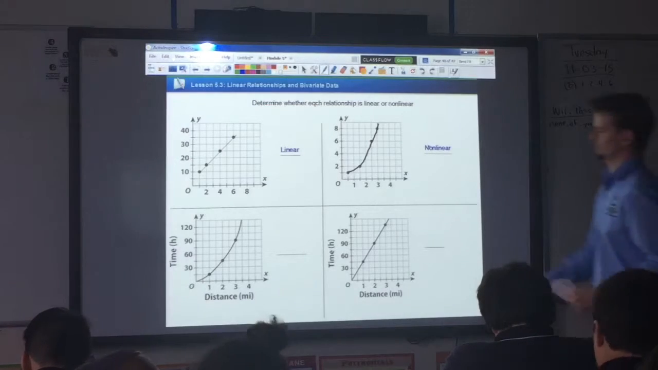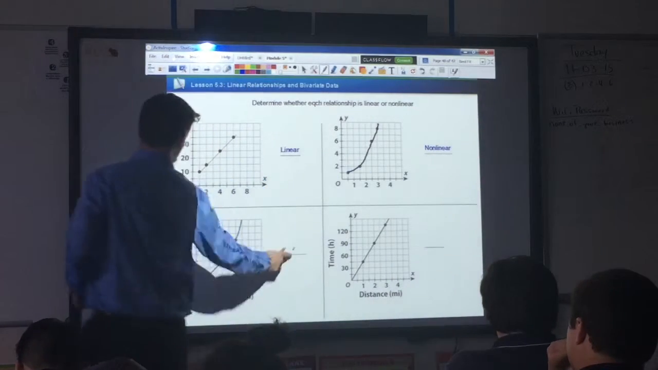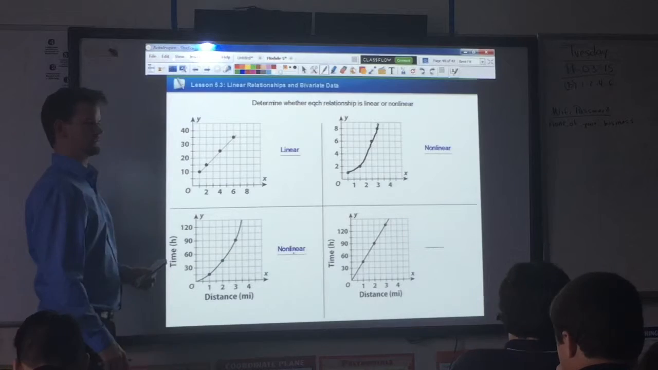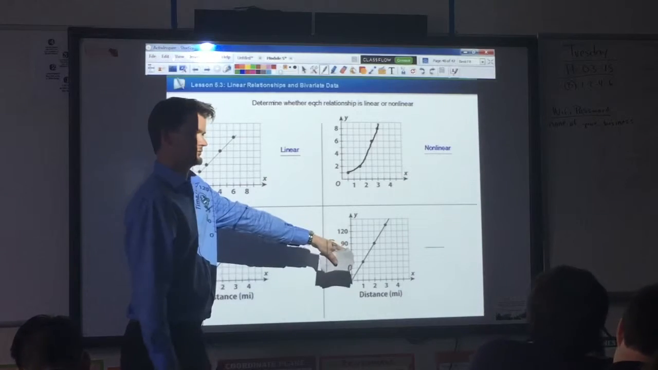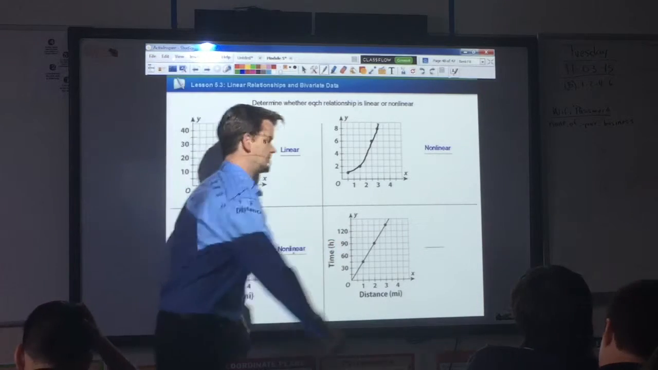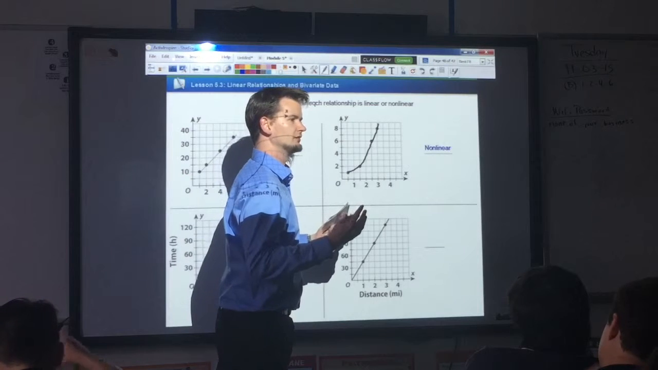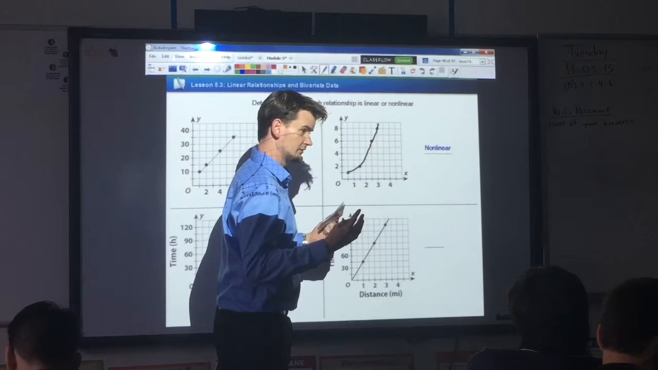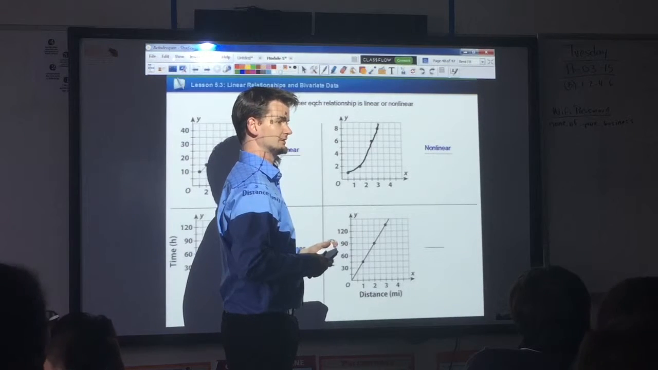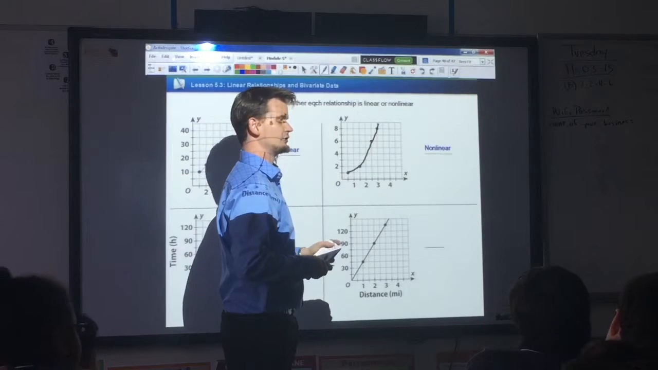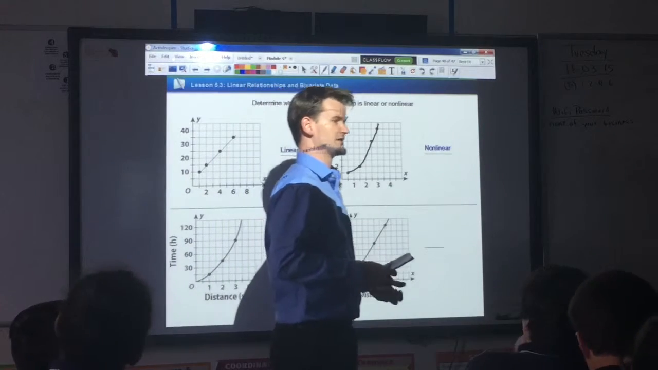Non-linear. Good, because it's curved. Alicia, bottom right. What do you think? Linear because it is a... Why is it linear? Oh, why is it linear from a graph? What about this line tells you that it's linear?